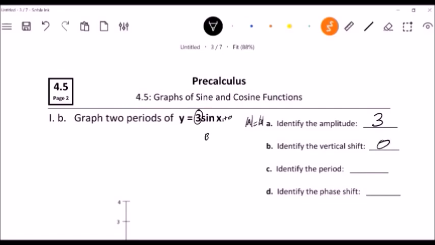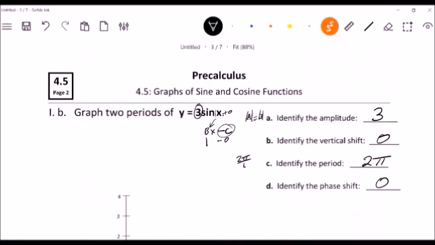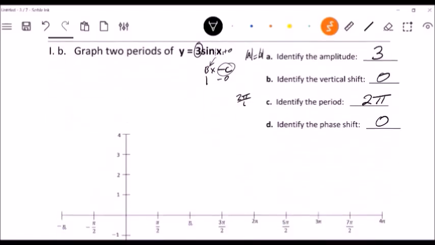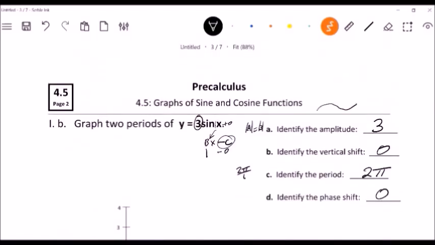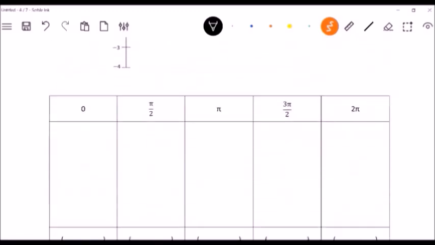For the period, 2 pi over b, where the factor is bx minus c. So that means we need b, which since there's nothing in front of it, means it's 1. So for the period, it's 2 pi over 1, which again means it's 2 pi. And the phase shift, there's nothing here, so we're subtracting 0, so that means we have 0. Okay. That means we don't change a whole lot here. We recognize that the amplitude means that instead of it going like this, it's going to go up more and down more. So let's take a look though at graphing them here.